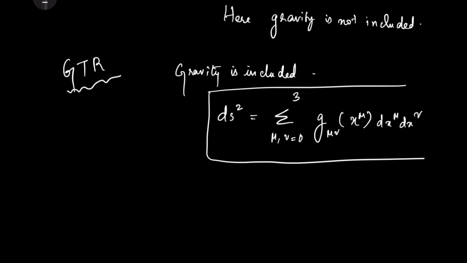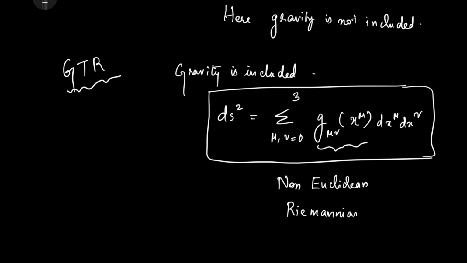Okay, so here gravity is included. Where is it included? Here, because the fundamental metric tensor is now a function of the coordinate. So when you try to describe gravity, the corresponding geometry would be non-Euclidean or Riemannian. Okay, so the moment you include gravity, the fundamental metric tensor will be a function of coordinate, and when you try to describe gravity, the geometry would be non-Euclidean or Riemannian. But there is a lot of confusion among this.